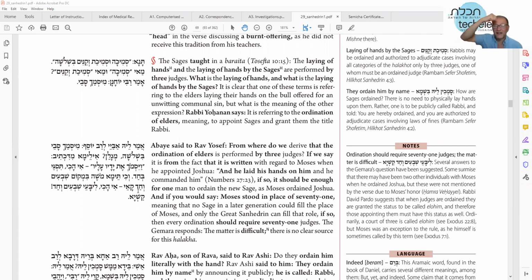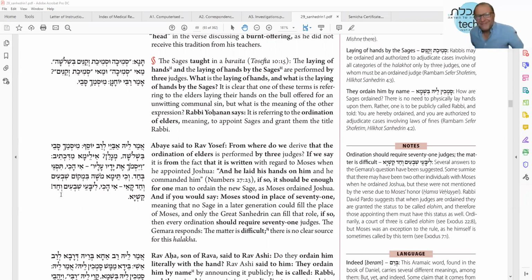We're learning a little bit further on in chapter 2. We had this idea that Moshe was considered to be at the same level as 71 judges. Moshe himself was so great that he was as great as the 71 judges of the Sanhedrin. So says Abaye, if you're going to come and tell me that Moshe's worth 71, in that case, I should require 71 judges for smicha.